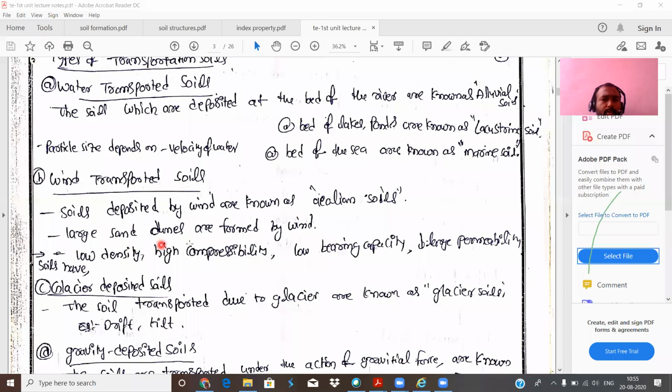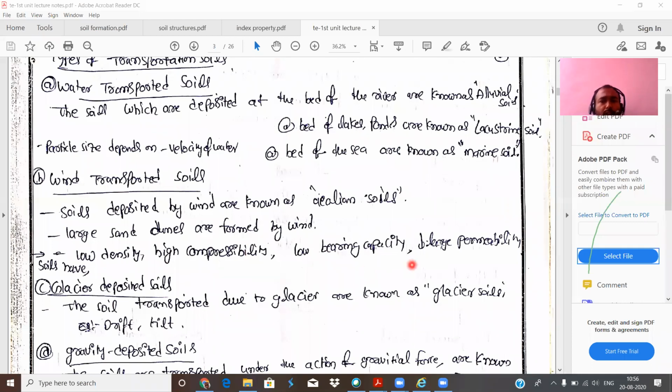Due to very high storms, what we call hurricanes, and large storms, this type of soils will be formed. These soils have low density because they are just normally deposited. So high compressibility, low bearing capacity. Low density means high compressibility. If you further increase compaction, it is very compressible, and due to high compressibility, the bearing capacity is very low. Density is low, so bearing capacity is low.